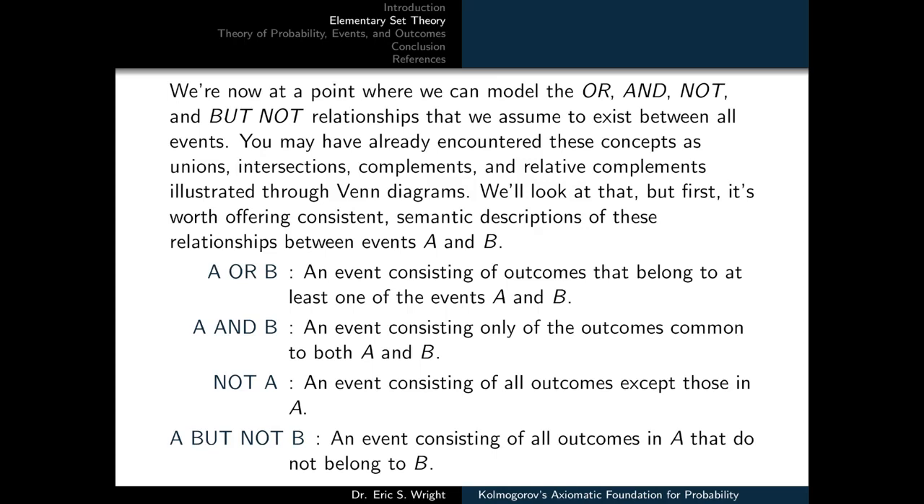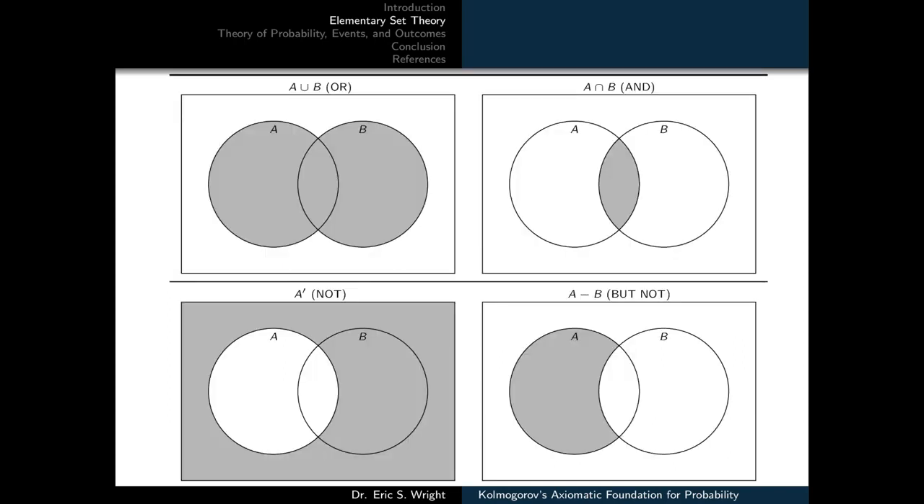A and B is an event consisting only of the outcomes common to both A and B. Not A is an event consisting of all outcomes except those in A. And A but not B is an event consisting of all outcomes in A that do not belong to B. Shaded Venn diagrams can be conveniently used to help visualize the or, and, not, and but not relationships between events. And these are just unions, intersections, complements, and relative complements.